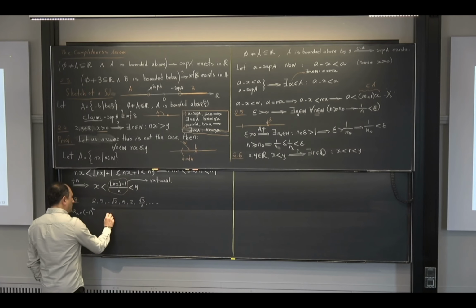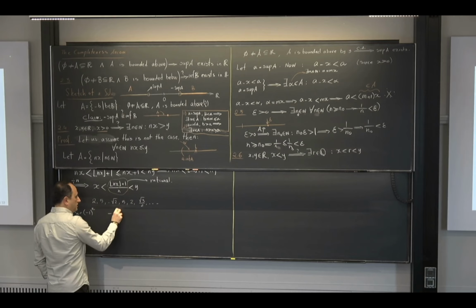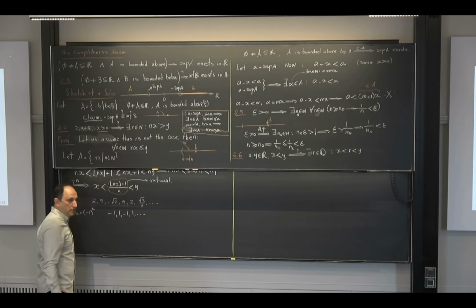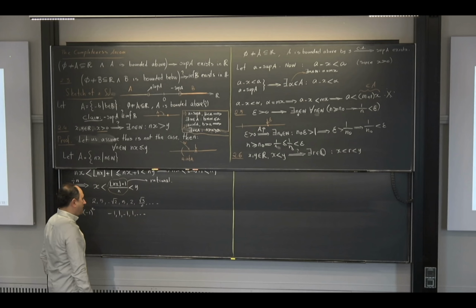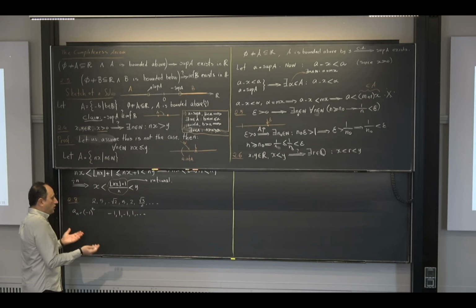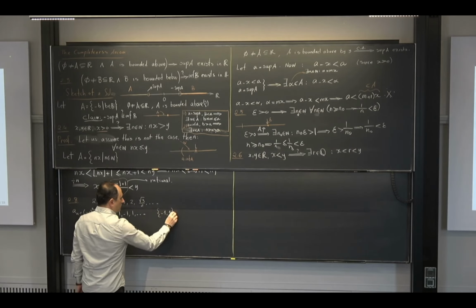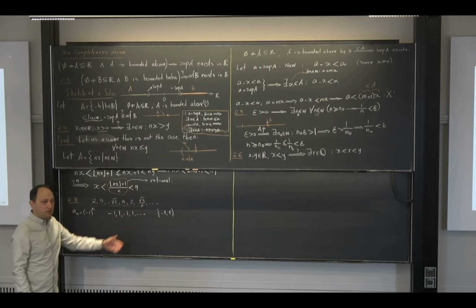So I have minus 1 for the first one, because if I choose n equals 1, I get minus 1. The second one is 1, then minus 1, and 1, and so on. But if I ask you what are the only elements involved, there are only 1 and minus 1. So I can write it in this form. Okay, but this is not the sequence itself.